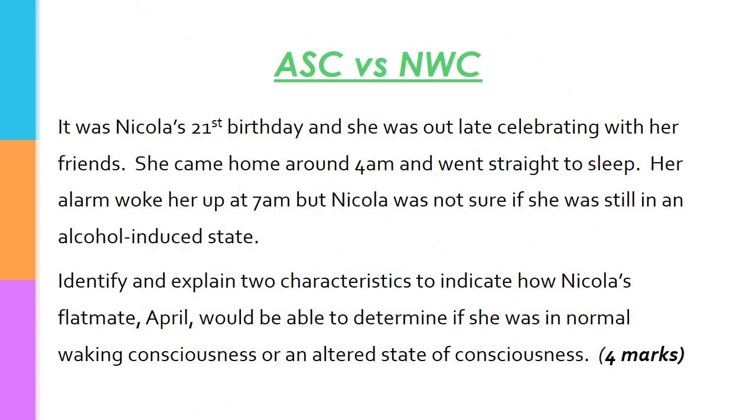Let's have a go at this question. It was Nicola's 21st birthday and she was out late celebrating with her friends. She came home around 4 a.m. and went straight to sleep. Her alarm woke her up at 7 a.m., but Nicola was not sure if she was still in an alcohol-induced state. Identify and explain two characteristics to indicate how Nicola's flatmate April would be able to determine if she was in a normal waking consciousness or in an altered state of consciousness. 4 marks.